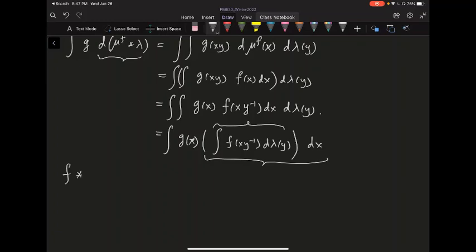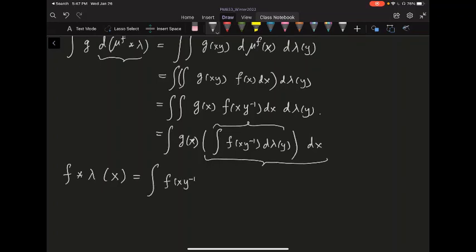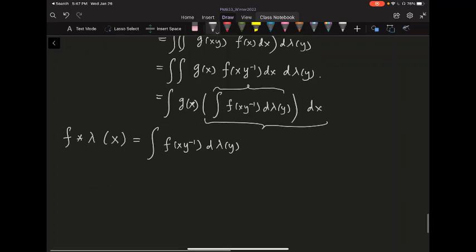Let's use the notation that f convolved with a measure lambda, evaluated at a point x, is this integral: the integral of f(x y inverse) d lambda(y). Of course, if your lambda is also some L1 function times dx, then this is just your usual function convolution. But in general, your lambda can be just some measure in the measure space. One thing you notice immediately is that this one is in the L1 space.